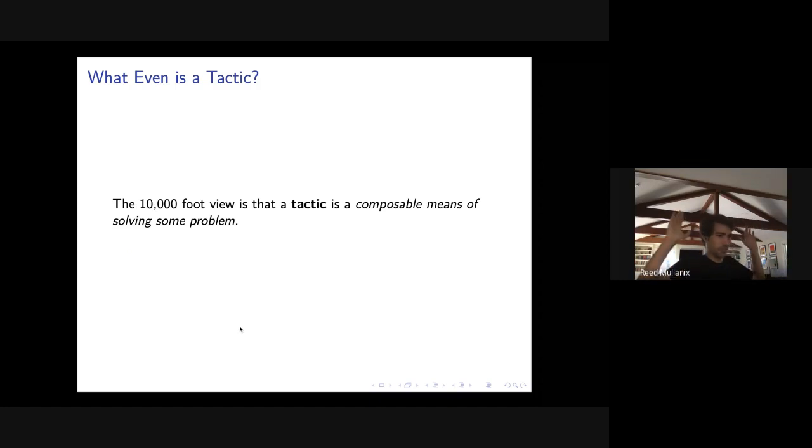The 10,000-foot view is that a tactic is a composable means of solving some problem. Specifically, if you have something like program synthesis, we want to be able to build a program by taking little tiny looks at our current state and saying, well, if I knew how to solve these smaller problems, I'd be able to make a solution to the big one. But this idea isn't necessarily limited to program synthesis. Later on, we'll look at a couple of other examples where the same problem is there, just with a different can of paint on it.